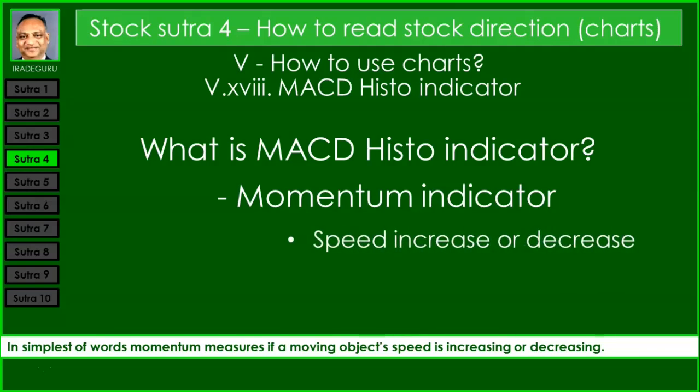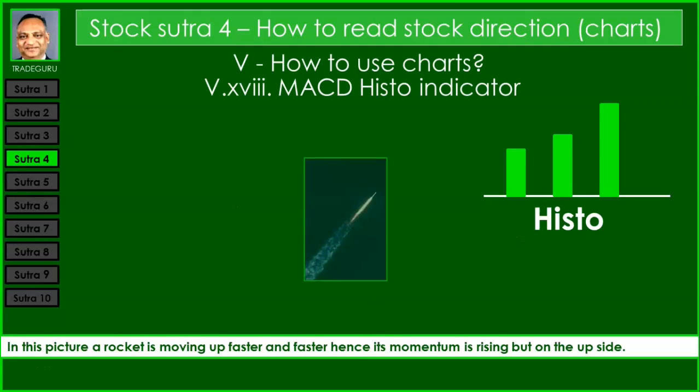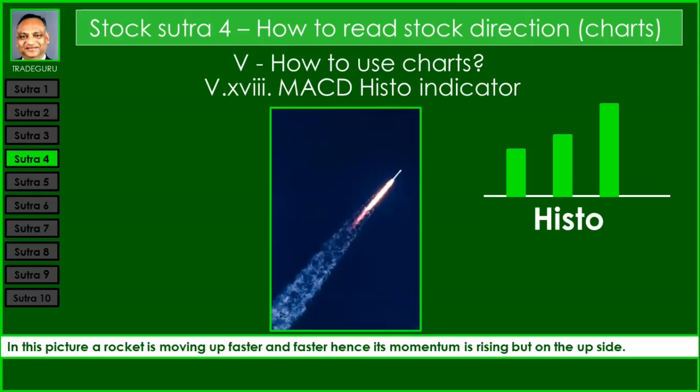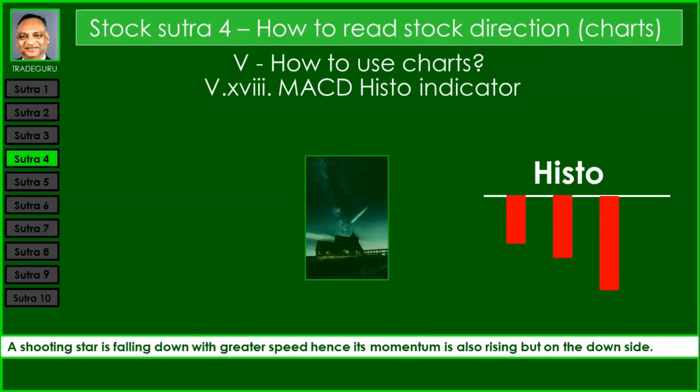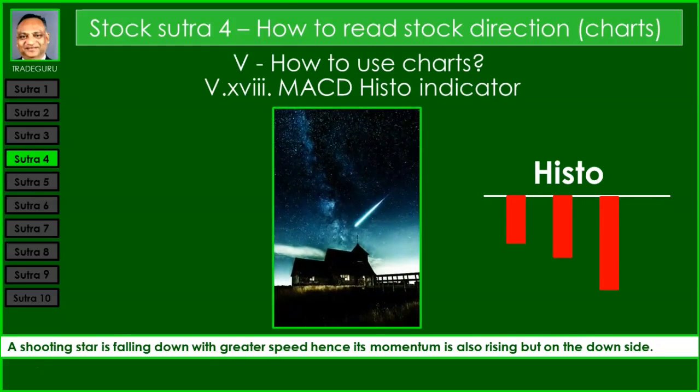In simplest of words, momentum measures if an object's speed is increasing or decreasing. If an object is moving faster and faster, either up or down, then its momentum is rising. In this picture, a rocket is moving up faster and faster, hence its momentum is rising, but on the upside. A shooting star is falling down with greater speed, hence its momentum is also rising, but on the downside.